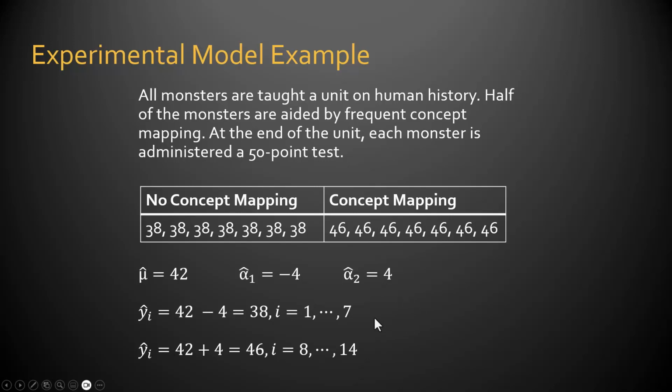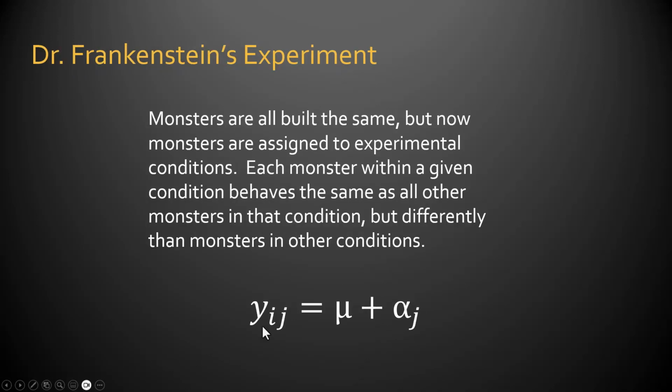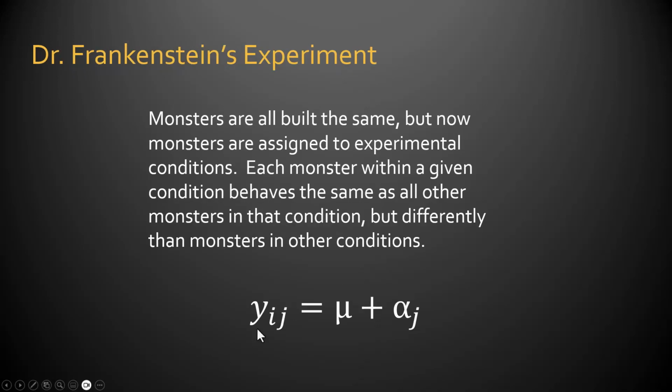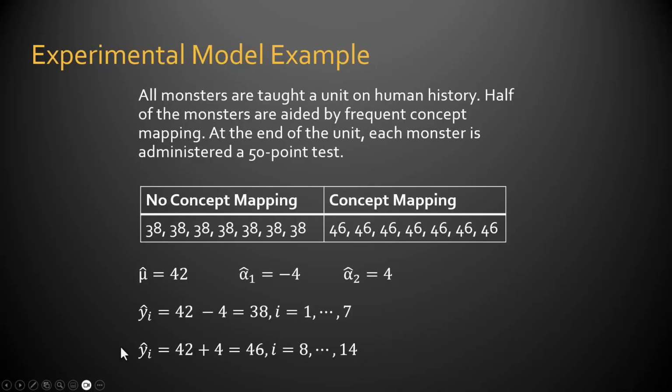So right now, if I look back at this model I had, the model was that an observation for a monster is equal to baseline plus the effect. So if you look back here, what I end up with is, if I'm looking at the first 7 monsters, so i is 1, 2, 3, 4, 5, 6, or 7, any of those, that I start with a baseline of 42, -4, which is my alpha. Notice I'm putting together the mu with the hat on it and the alpha to match up with this equation here. And so I have 42 - 4, which gives me 38, and that's for the first 7 monsters.